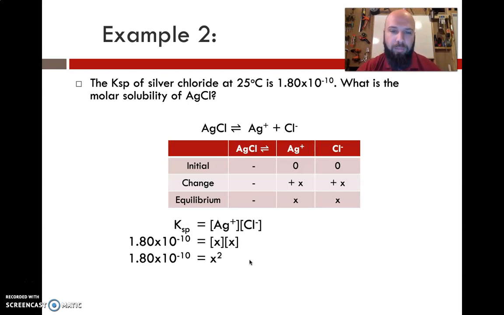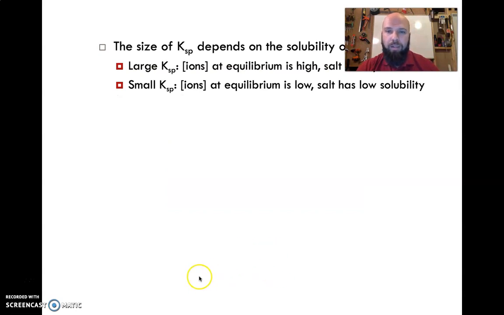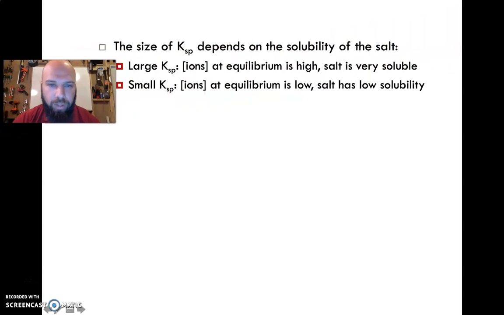Thus, in this case, because it's an ion dissociation at a 1-to-1 ratio, giving 1 cation and 1 anion, you take the square root of the KSP to get the molar solubility, which is 1.34 times 10 to the negative 5 moles per liter. The KSP depends on the solubility of the salt. So larger KSPs at equilibrium means that the salt is very soluble, and small KSPs means that the salt has very low solubility.